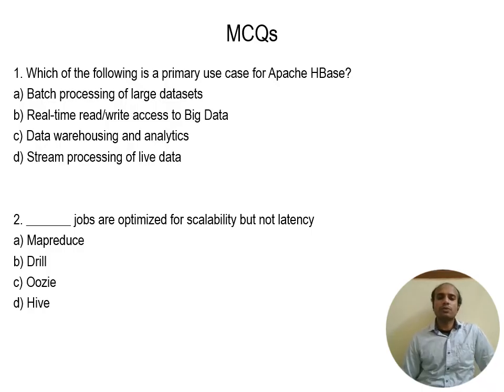So let us start with the first question. Which of the following is a primary use case for Apache HBase? The options are batch processing of large data sets, real-time read or write access to big data, data warehousing and analytics, and stream processing of live data. The primary use case as per the understanding is real-time read or write access to big data. That should be the right answer.